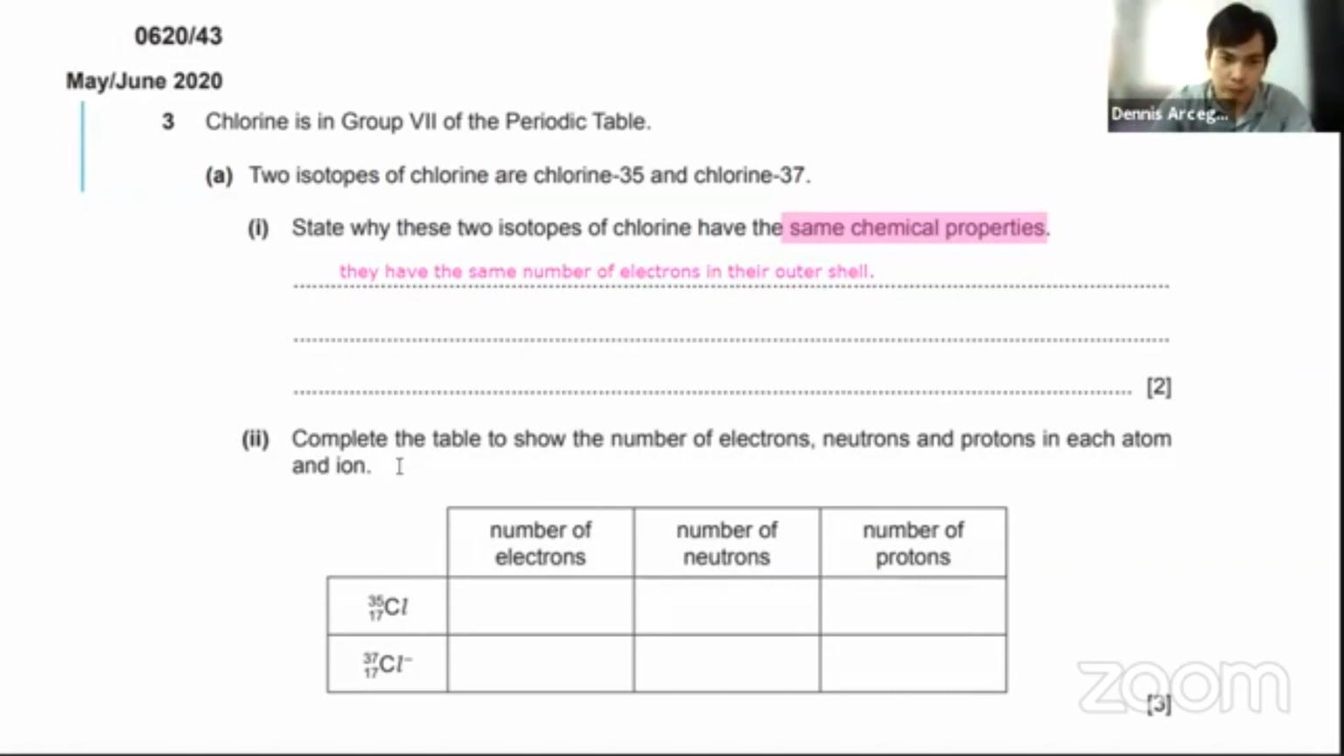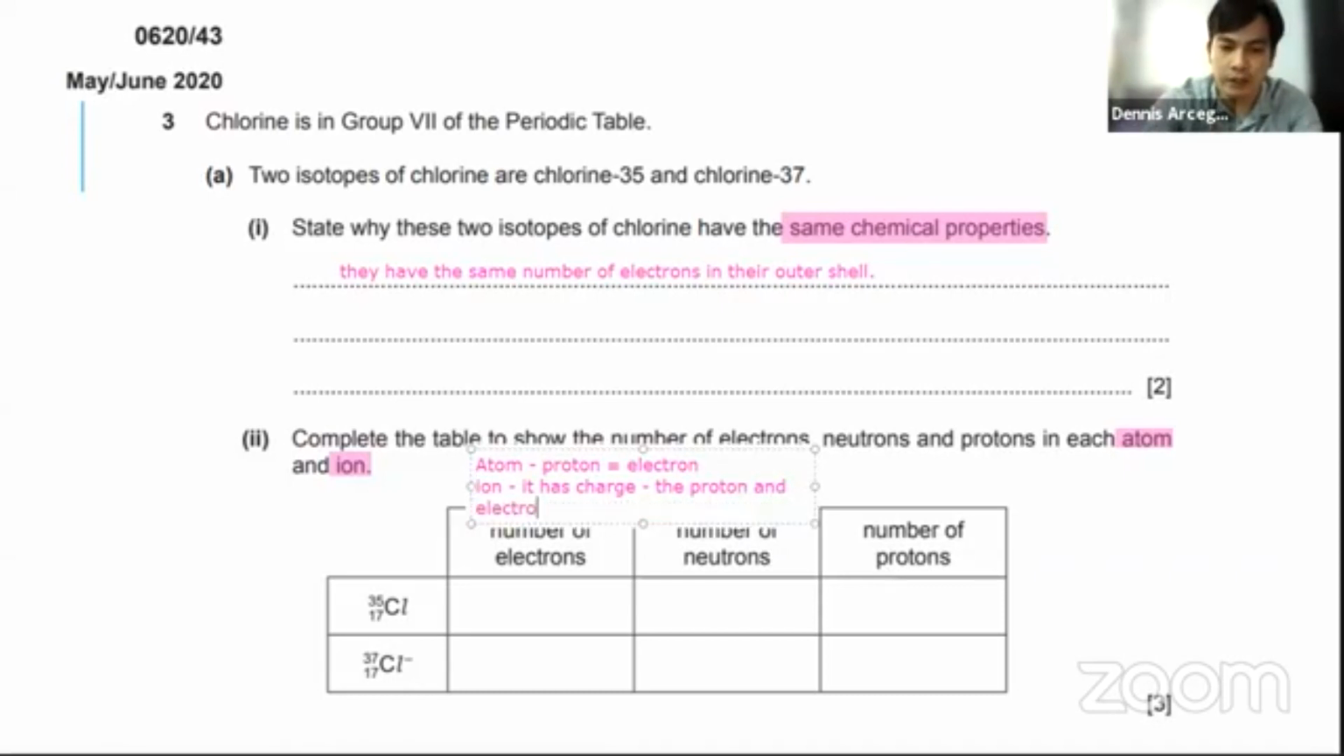Okay? Then, complete the table to show the number of electrons, neutrons, and protons in each atom. Look at this one. Each atom, and then ion. When you say atom, it means it is neutral. Atom is neutral, meaning the number of protons is equal to the number of electrons. But when you say ion, they are not equal. It has charge. Meaning, if it has charge, protons and electrons are not equal because of the charge. It could be a positive or a negative charge. So that's the difference between atom and ion.